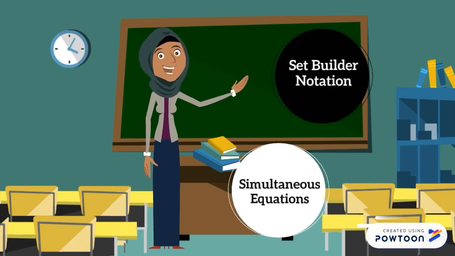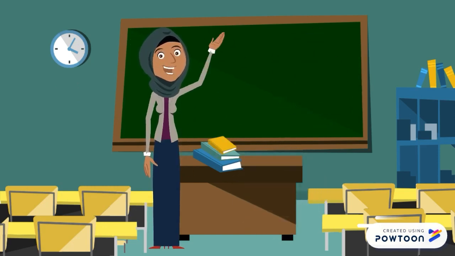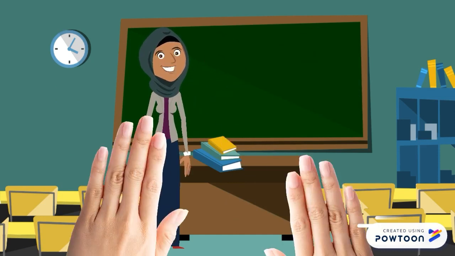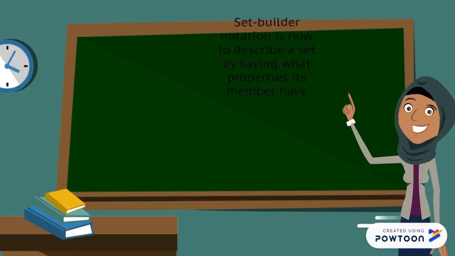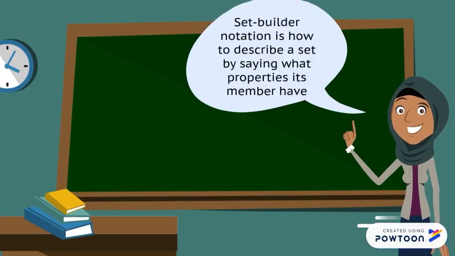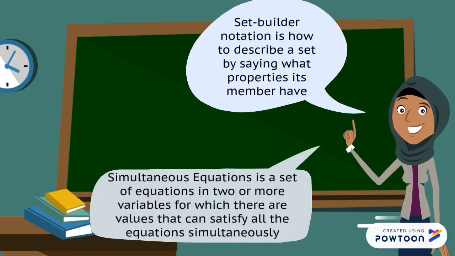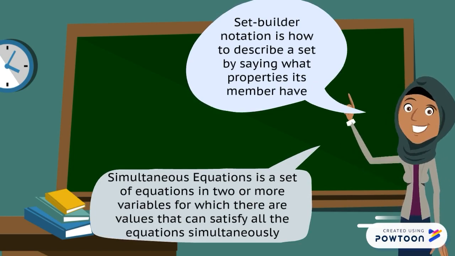Hello everyone, my name is Anisa, and today we are going to learn about set builder notation and simultaneous equation. But before we start the class, we need to know what is set builder notation and simultaneous equation. Set builder notation is how to describe a set by saying what properties its members have, and simultaneous equation is a set of equations in two or more variables for which there are values that can satisfy all the equations simultaneously.